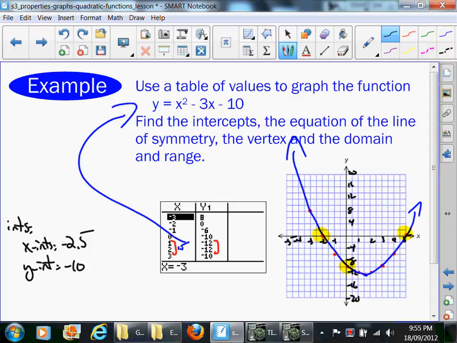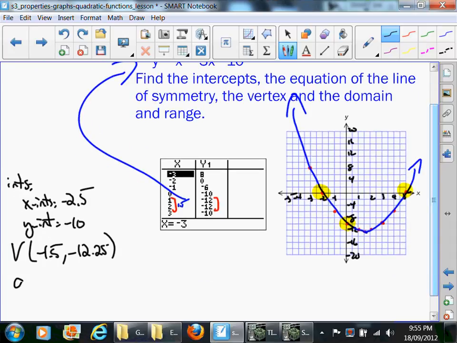The equation of the axis of symmetry, well, first off, we know the vertex is negative 1.5 and negative 12.25. And piggybacking off that, the axis of symmetry is x equals negative 1.5. The only other thing we're missing is the domain and range. Now, this is a parabola that opens up.